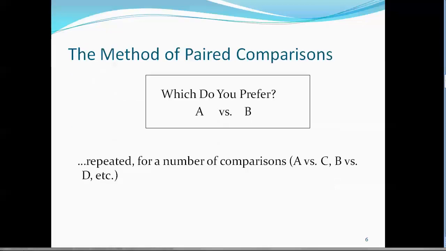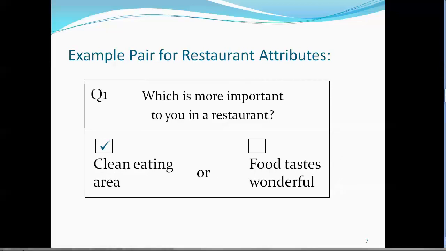So a very old technique that's been proposed that actually works really well is the method of paired comparisons, where you just show 2 items to a respondent, whether they be attributes or brands or political candidates, and you say, which do you prefer, A or B? And you repeat that for a number of comparisons, A versus C, B versus D, etc. For example, if we were studying restaurant attributes, we could ask the respondent, which is more important to you in a restaurant, a clean eating area or that the food tastes wonderful?